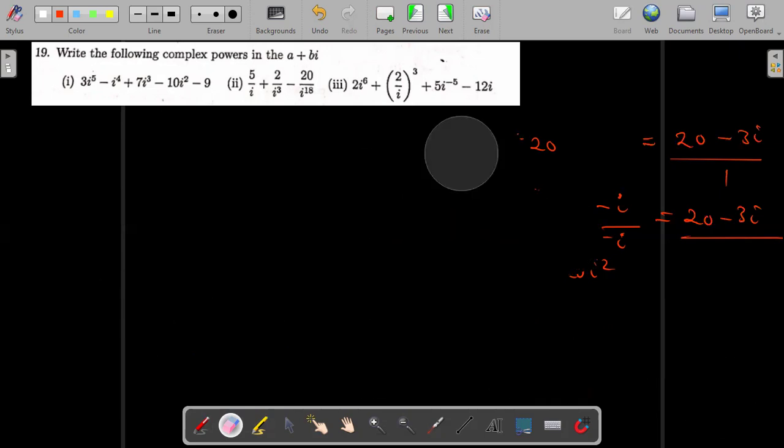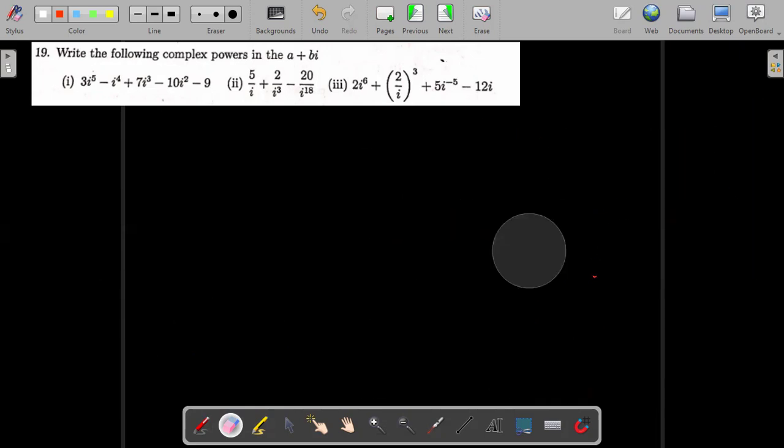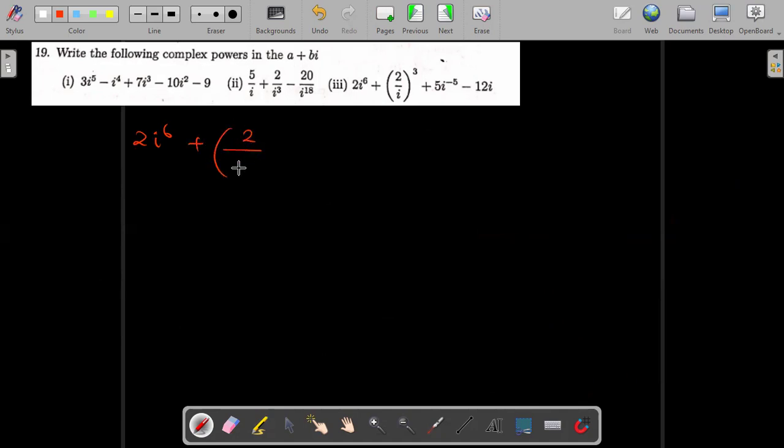So the next one also requires us to simplify. So how are we going to do this one? So we have 2i to the power 6, plus then you have 2 over i, like that, raised to the power 3. Then you have plus, that's 5, then i to the negative 5. Then you have plus 2i.